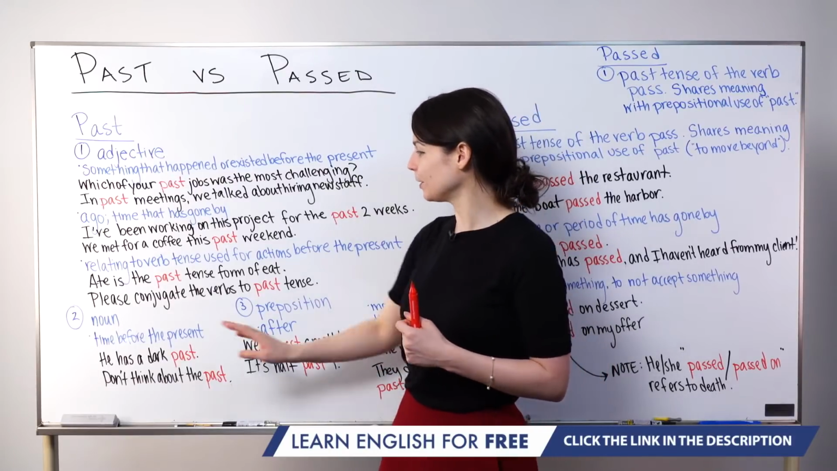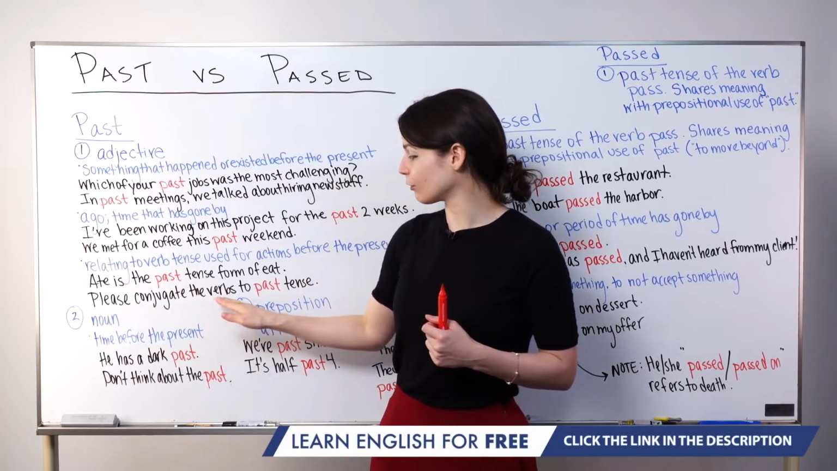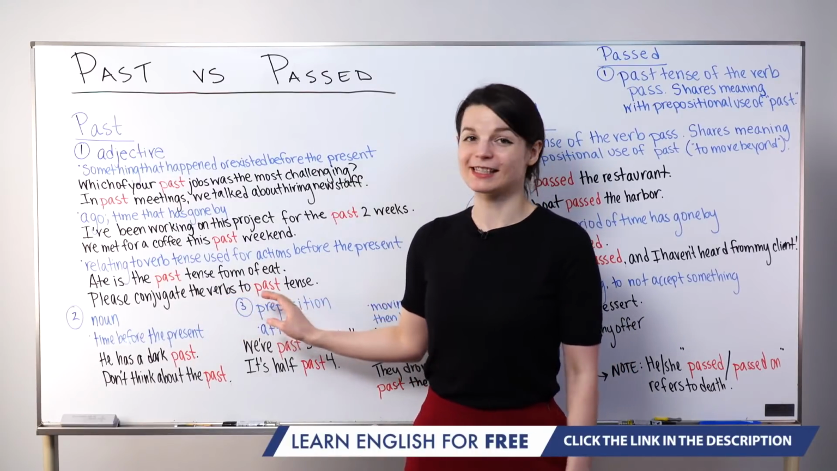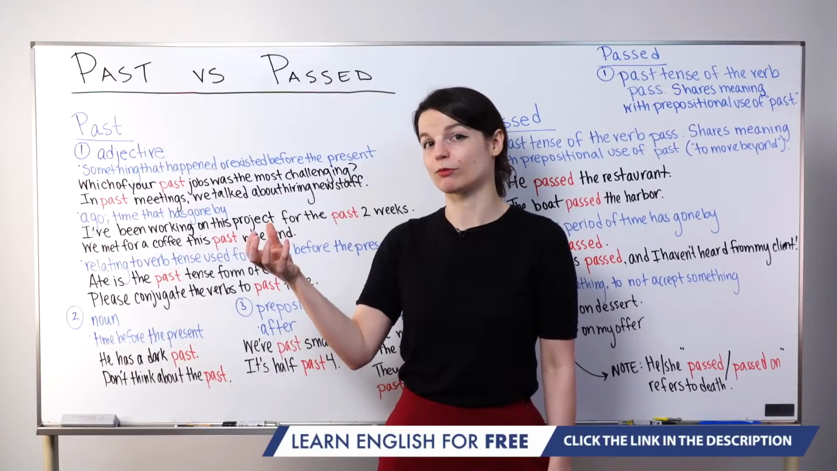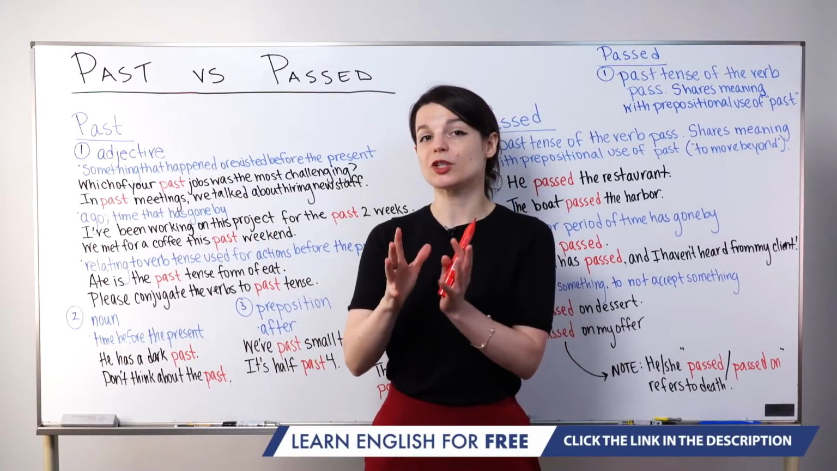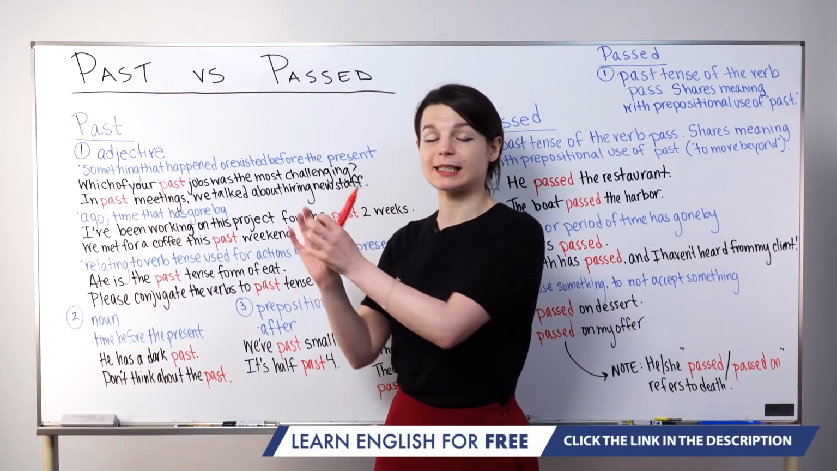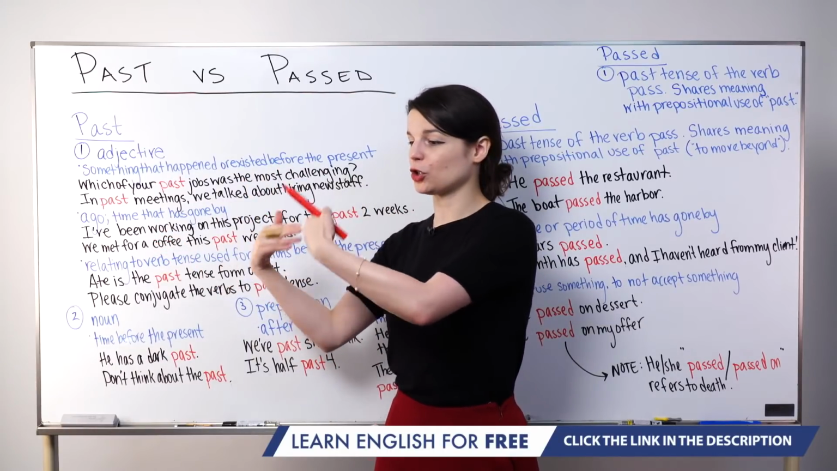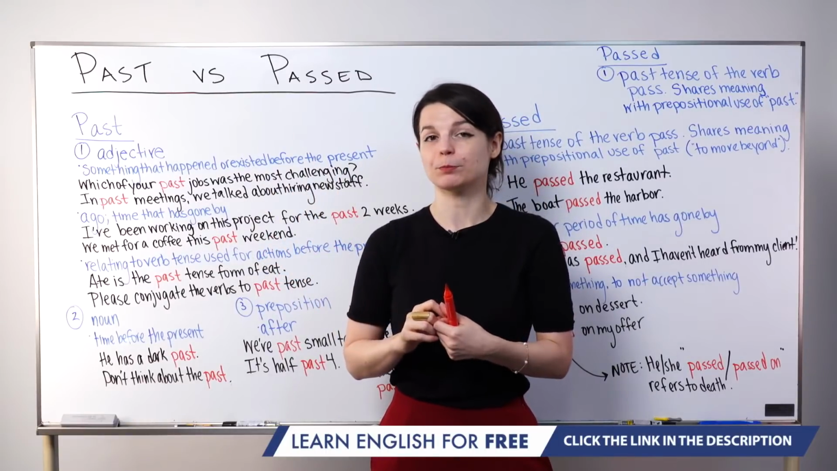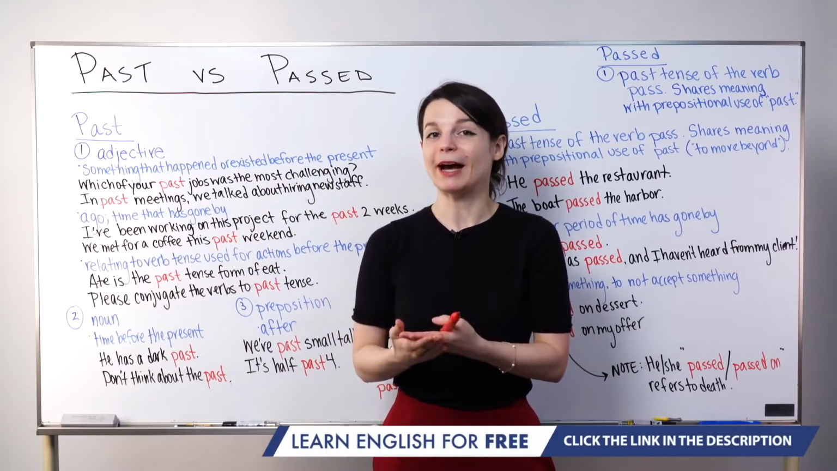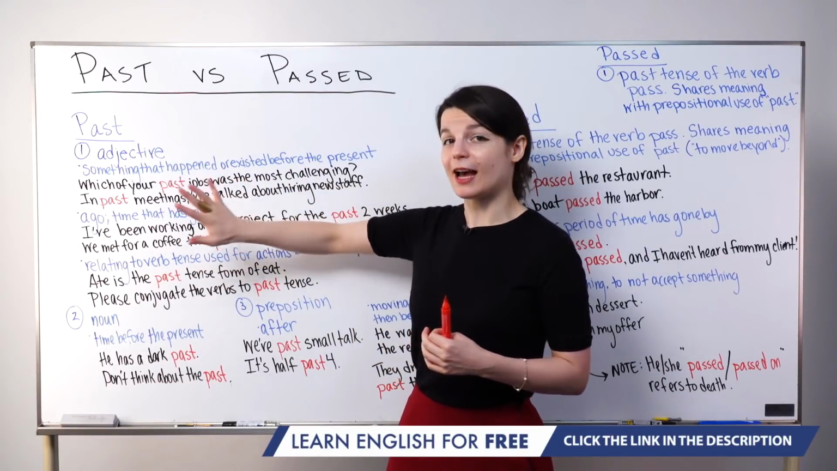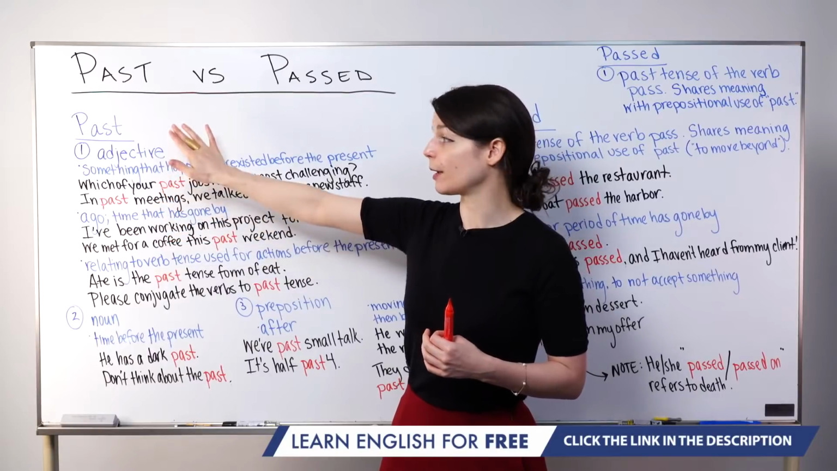One more example. Please conjugate the verbs to past tense. Conjugate means change the verb form. So when you're talking about actions or existence in the past and you want to use the language-related word to do that, you can use past tense. So this is an overview of the adjective uses of the word past.